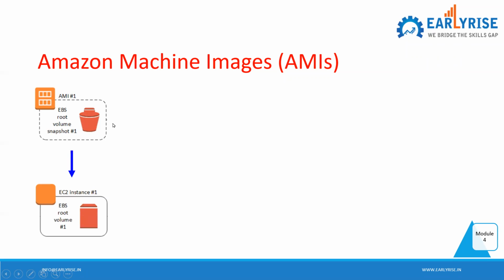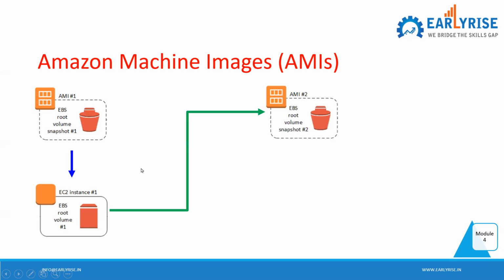Now here it says EC2 instance number 1, EBS root volume 1. From this AMI, what we have done? We have created one volume. Now from that instance, we can create AMI number 2. So we had one AMI, from that we created one instance, and that instance is having one volume.